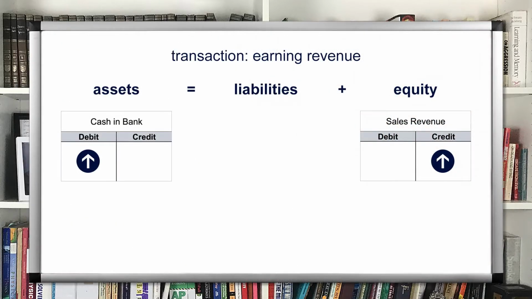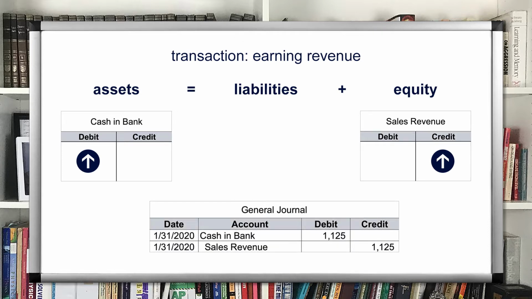When a firm sells products or provides services, it earns revenue, so a revenue account must be increased. Increases in revenue accounts are recorded as credits, and the offsetting debit is always to an asset account, often cash. In the general journal, you will record the transactions like this.